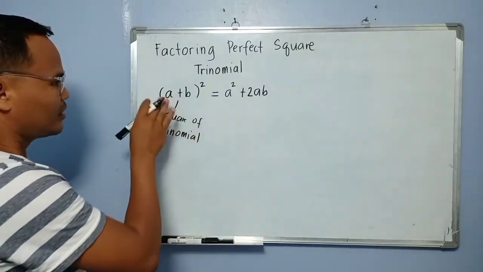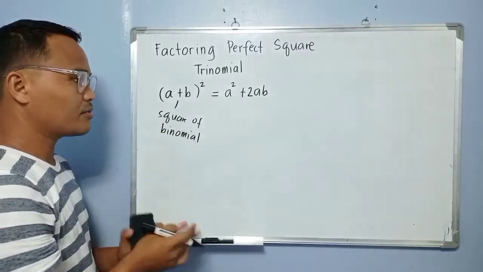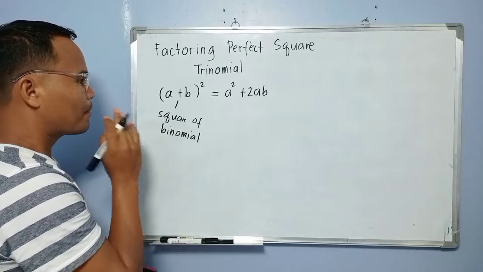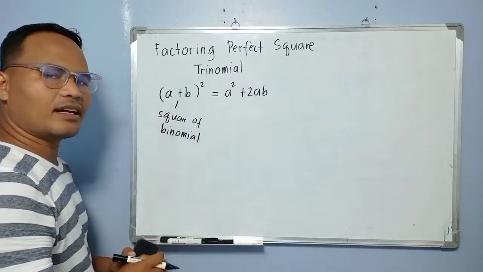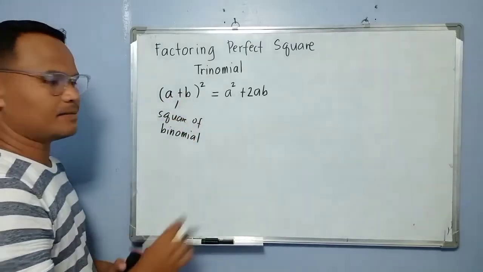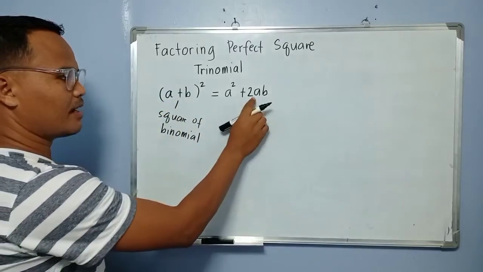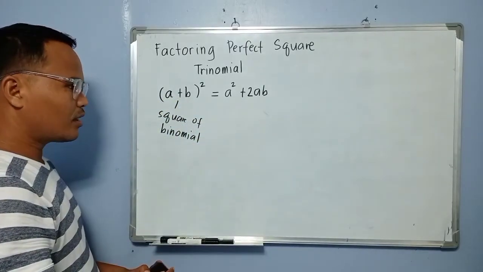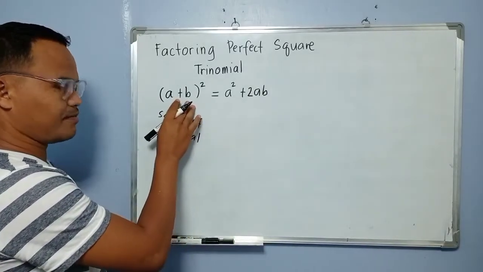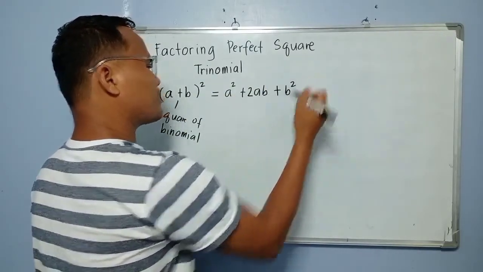Again, square the first term. Our first term here is a, so we have a squared. The second term will be twice the product of the first term and the second term, which is 2ab. And for the third term, square the second term. Our second term here is positive b, so squaring positive b gives b squared.